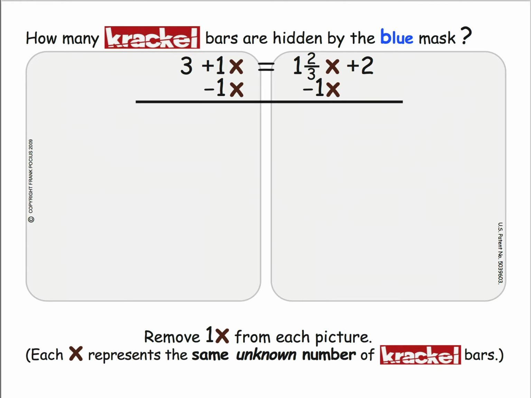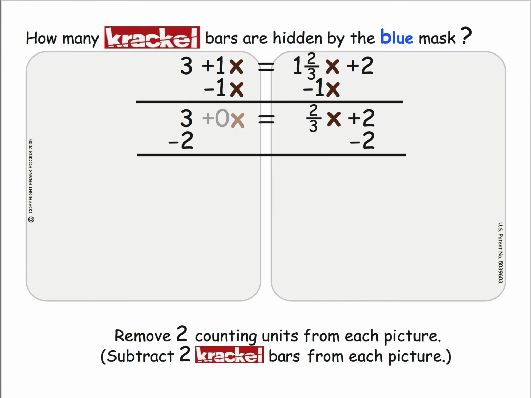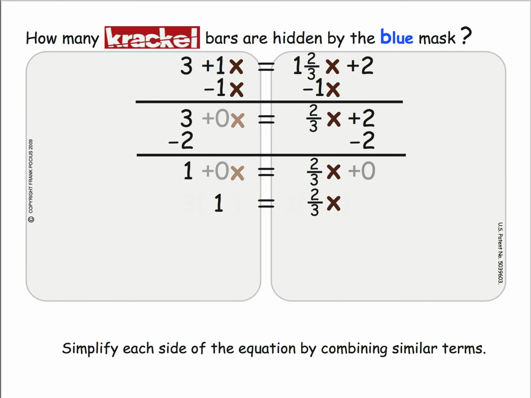Remove one x from each picture. Each x represents the same unknown number of crackle bars. Simplify each side of the equation by combining similar terms. Remove 2 counting units from each picture. Subtract 2 crackle bars from each picture. Simplify each side of the equation by combining similar terms.